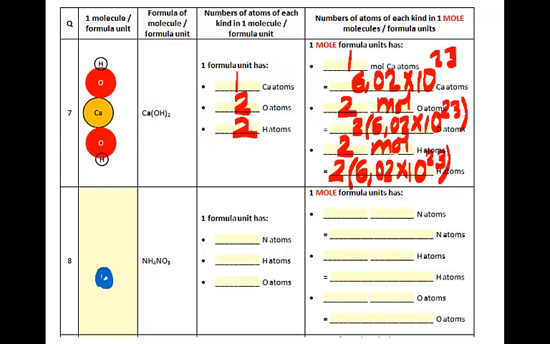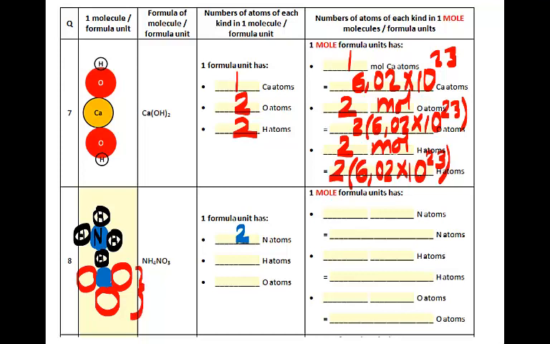It contains 2 N atoms, there and there, and 4 H atoms, 1, 2, 3, 4, making the ammonium ion, and 3 O atoms bonded to the other N, making the nitrate compound ion. Now, if we have a whole mole of these, inside there we have 2 moles of nitrogen atoms, which is 2 groups of 6,02 times 10 to the power 23 nitrogen atoms.